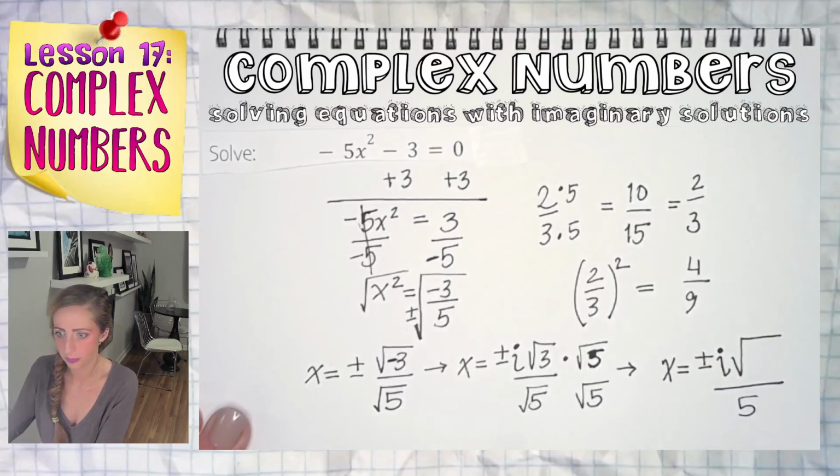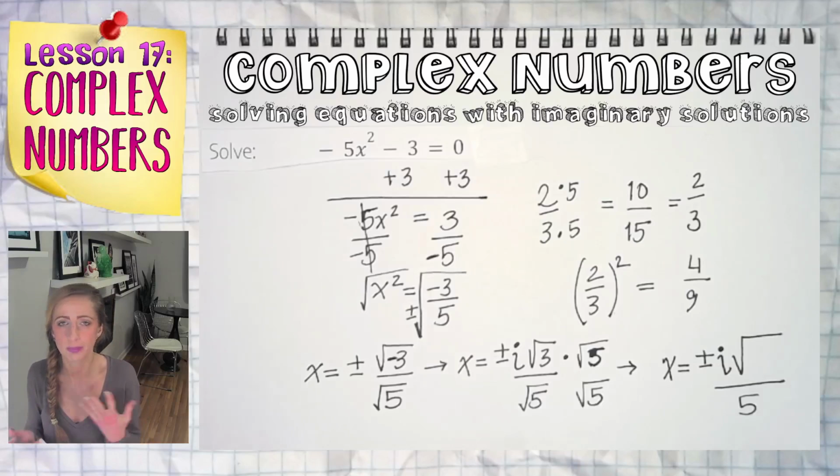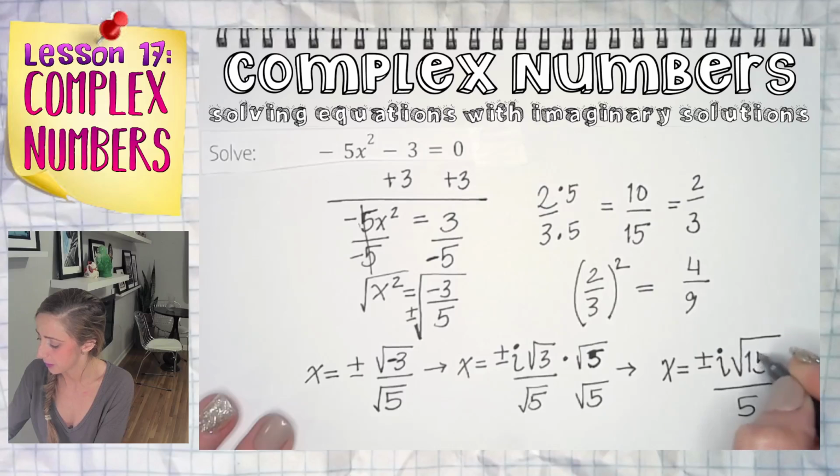But what about the top? 3 and 5, same thing. They multiply. They're both square roots. If one were a square root and the other were a cube root, it'd be a little bit different. But they're both square roots, so we call those like radicals, and we're good to go. So square root 3 times square root 5 is square root 15.